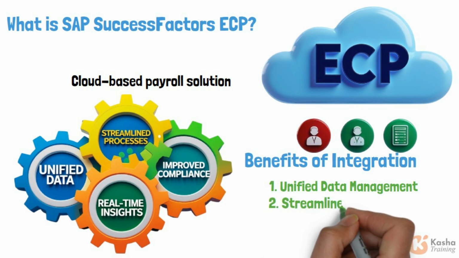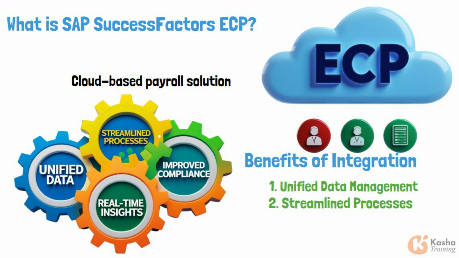2. Streamline processes. With integrated systems, organizations can automate workflows across various functions, such as finance and talent management. For example, employee data from ECP can be replicated in SAP S/4HANA for financial planning and reporting, enhancing efficiency.